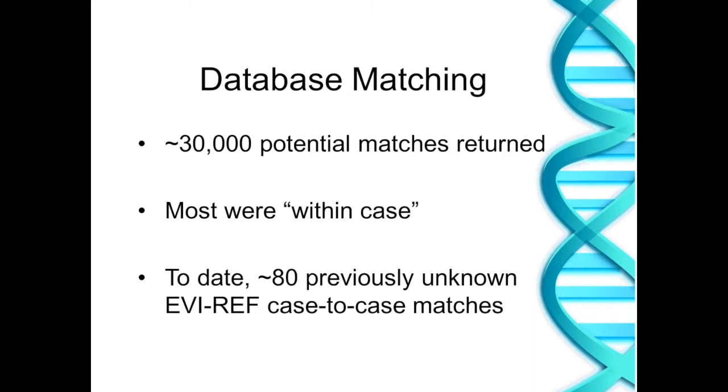So we're talking about matches of items to elimination standards that we already knew about, or matches to suspects in the case which had already been reported. But we found around 80 previously unknown EVI to ref matches from case to case, which we're still sorting through and will end up having to report. But you look at it and you think, wow, geez, 30,000 lines to come down to 80 cases, but those are 80 cases that we didn't know anything about. We had no idea that they were matching at all.